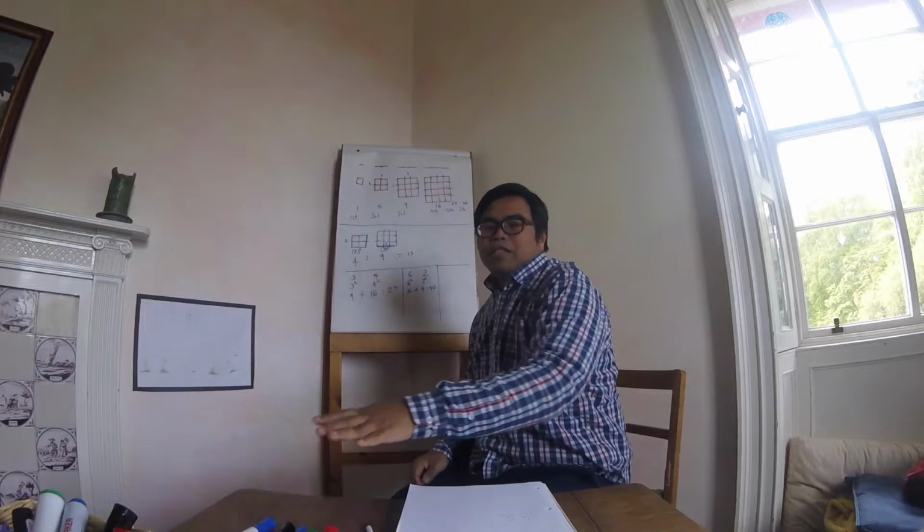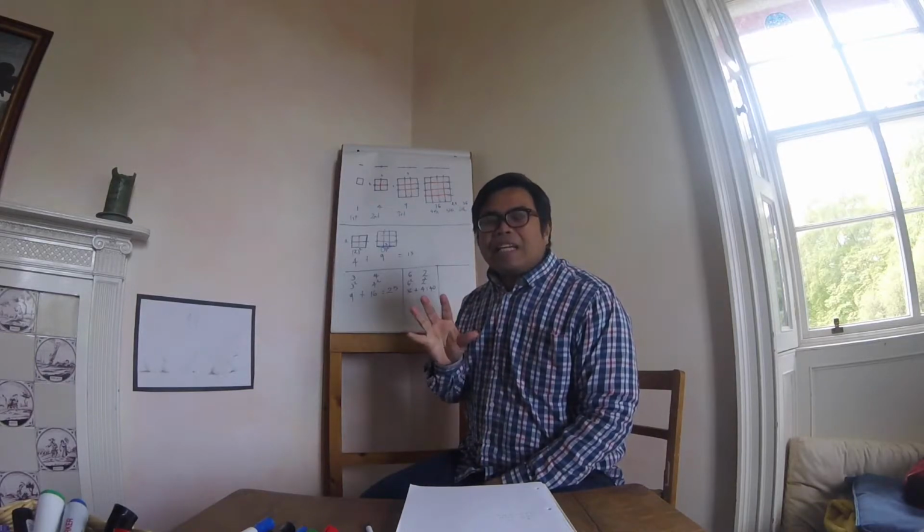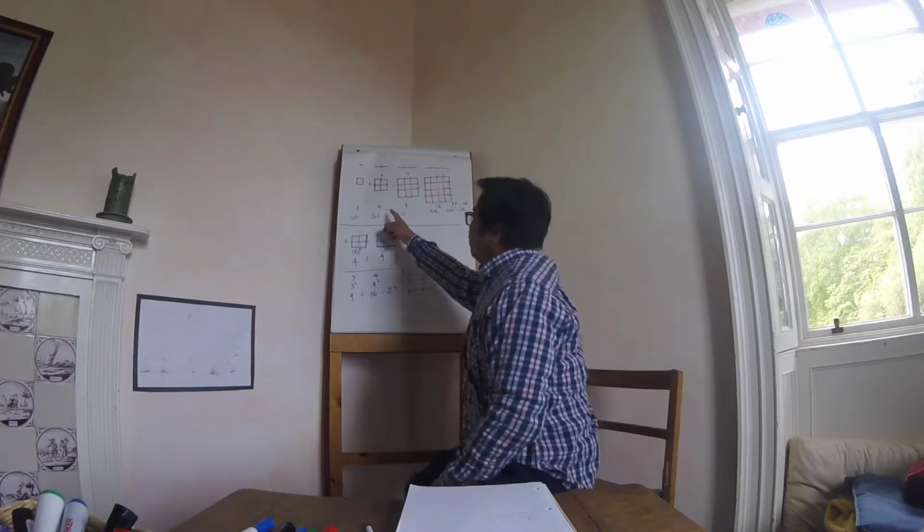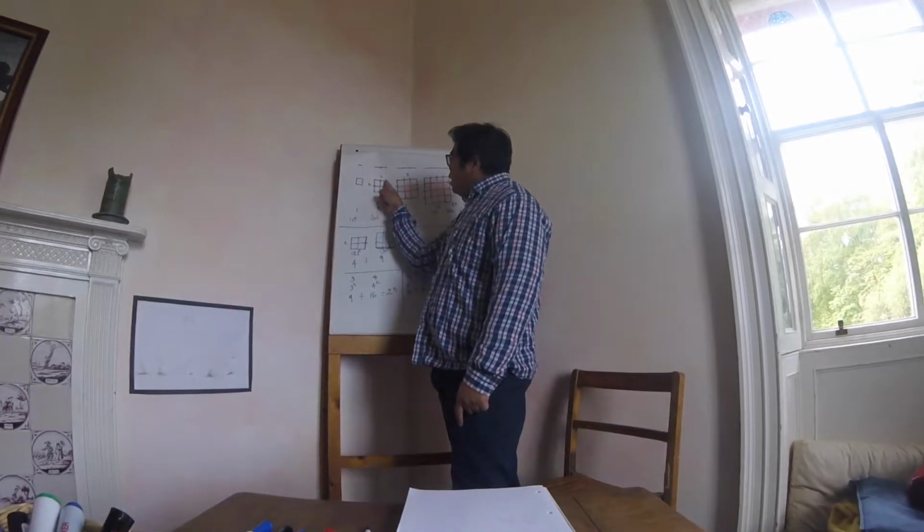Now, next part of the lesson is essentially the opposite of squaring a line. Just exactly the opposite. And here's what it is. So here we have a square. How many little squares are there?